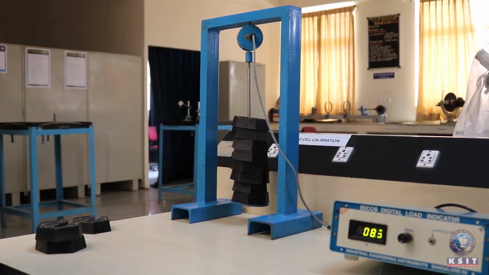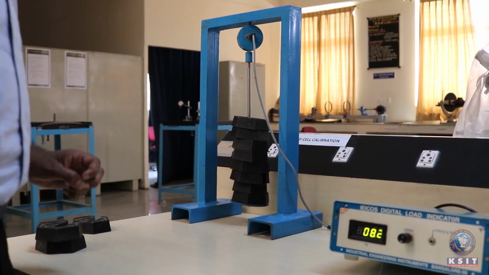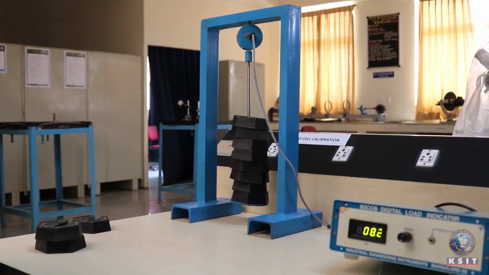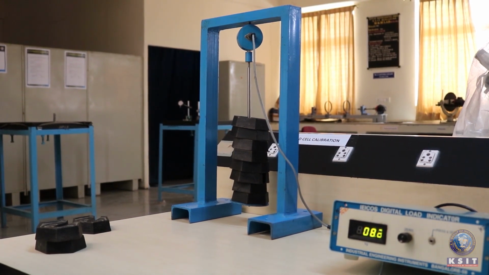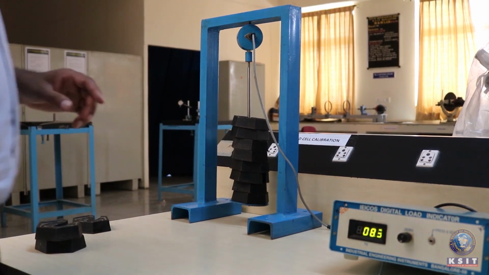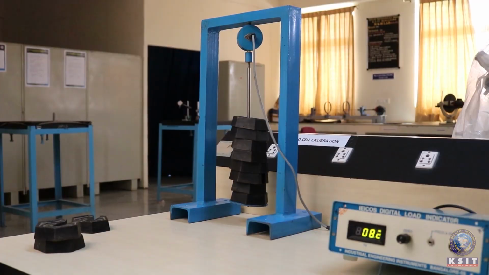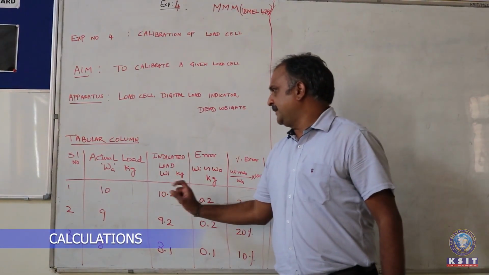Now all the things have been tabulated. I will tabulate the readings, then find the error from actual to the indicated. Using that, I will find the percentage of error in the load cell. So that is the complete experiment. And I will plot the graph between error and actual, and error and indicated. Now we have conducted the experiment.